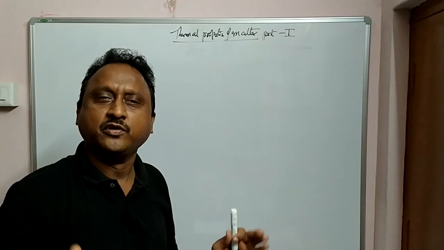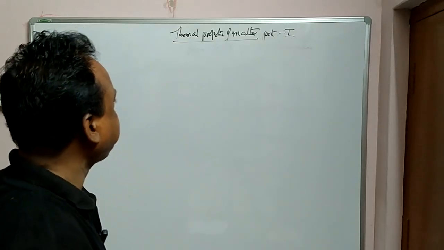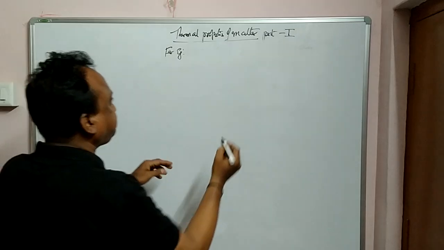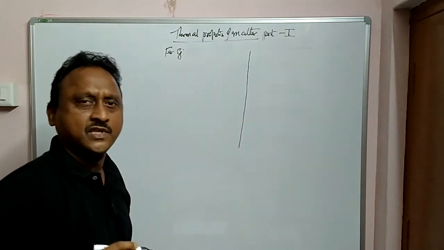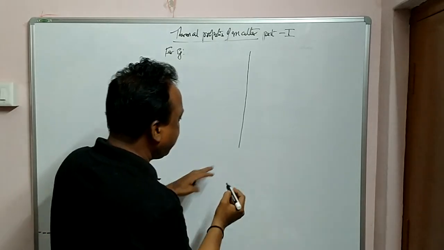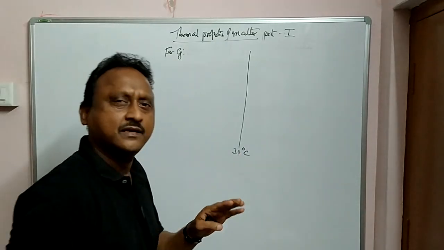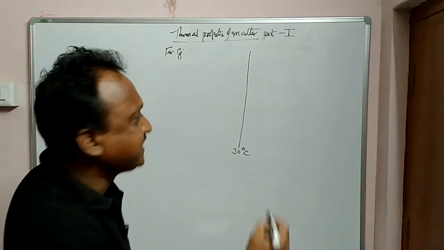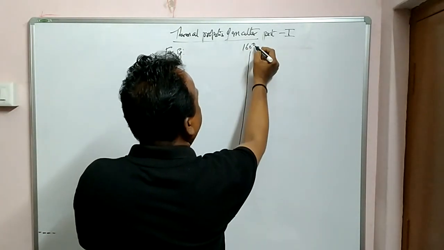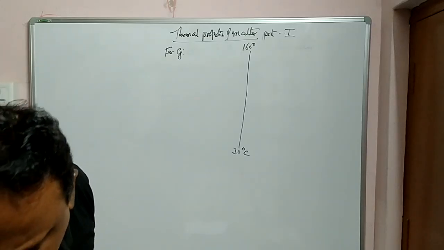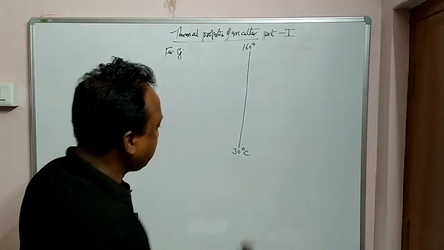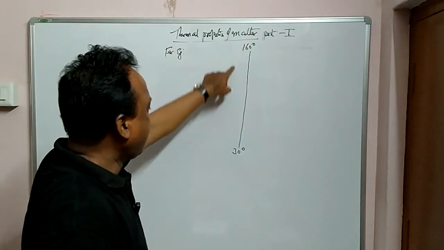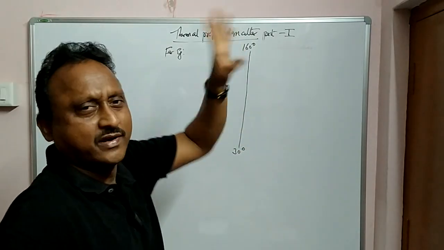Now let us try to do a small numerical regarding the scales. For example, a scale is there. He is saying that the lower freezing point is 30 degrees and the higher point is 160. It is not centigrade here, please. He has given some imaginary scale, not a real scale. The lower freezing point is 30 degrees and the boiling point is 160.